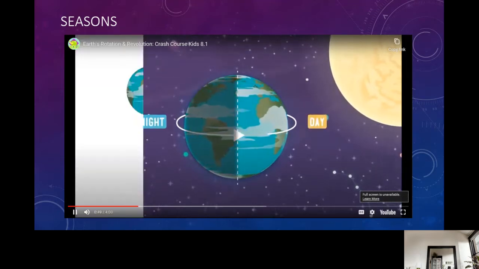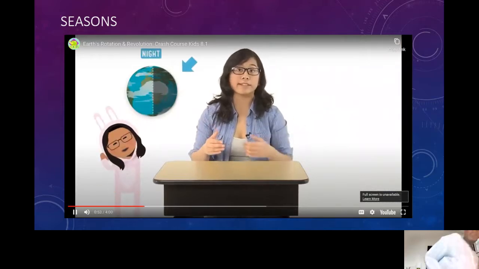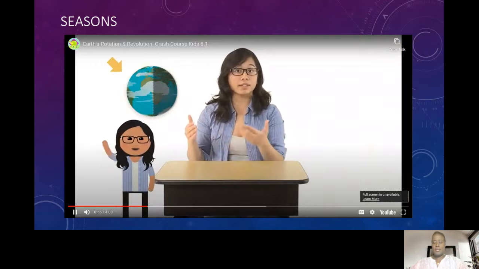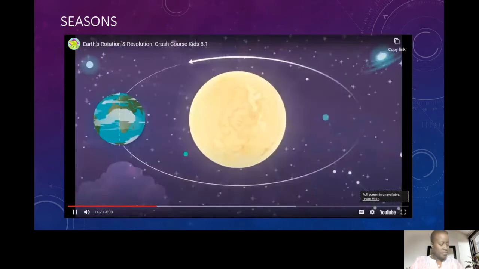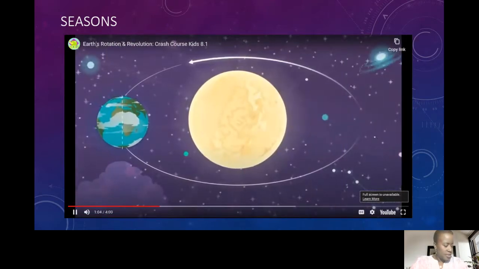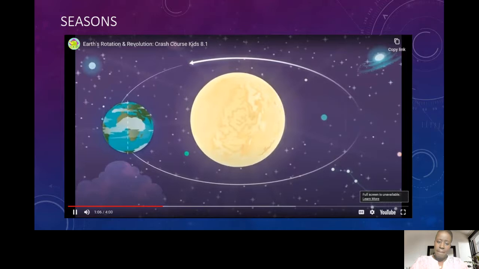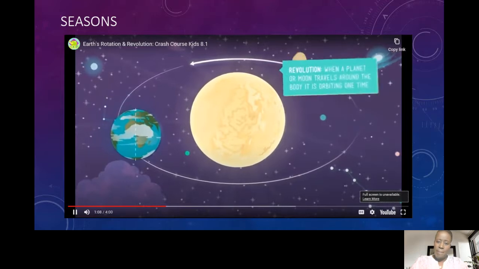Every day, all year. If you're on the side of the Earth that's facing away from the sun as the Earth is spinning, it's night. If you're on the side facing the sun, it's, you guessed it, day. Now, hold on tight, because the Earth is actually moving in more ways than one. At the same time that the Earth spins on its axis, it also orbits or revolves around the sun. This movement is called its revolution.